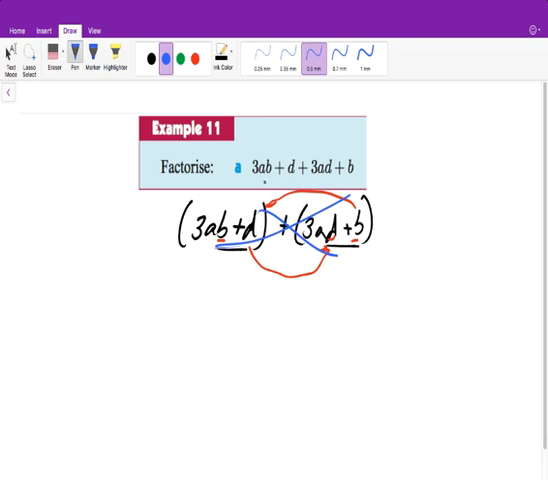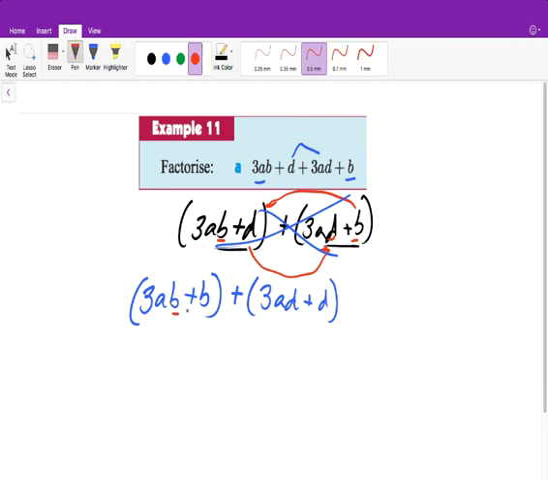So here we have 3ab and we have a b. So I'm just going to rearrange these. And I will group 3ab plus b together. And then I'm going to do plus, and then I'm going to group these two together since they both have the d. So it's 3ad plus d. Right? Now I'm going to go ahead and factor out that b. And I'm left with 3a plus 1. And then I'm going to go ahead and factor out the d here. So I'm left with plus d, and it's 3a plus 1.